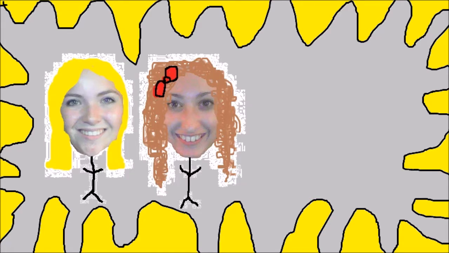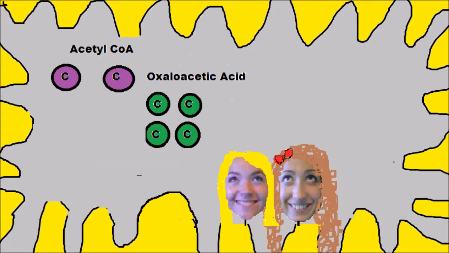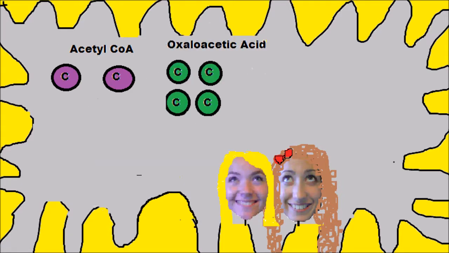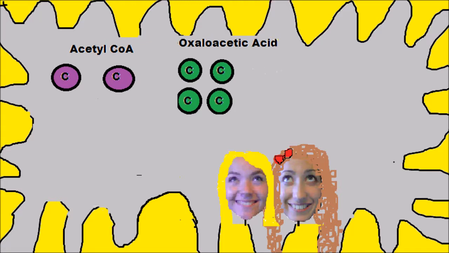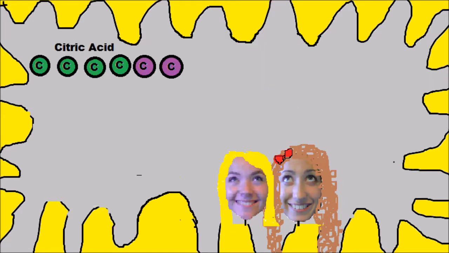You are in the matrix of the mitochondria of a cell, where the second stage of cellular respiration occurs. The Kreb cycle occurs in the second stage of cellular respiration. This cycle has three main steps. In the first step, the 2 carbons from acetyl-CoA combine with the 4 carbons from oxaloacetic acid. The combination of these forms a 6-carbon molecule known as citric acid.